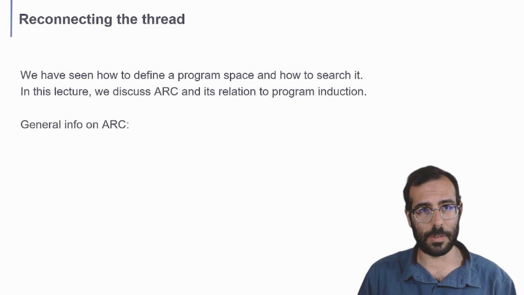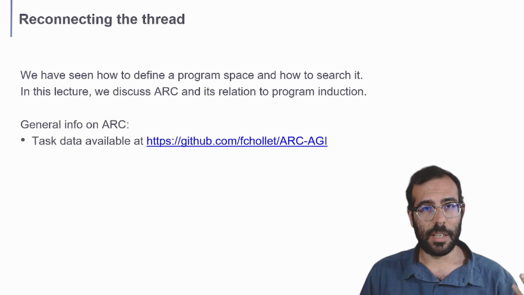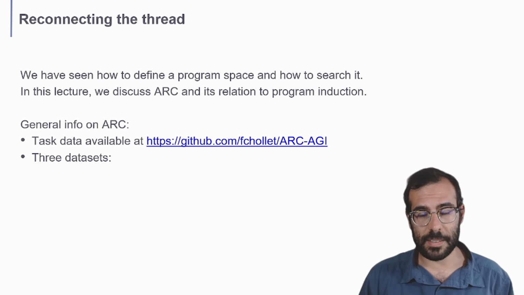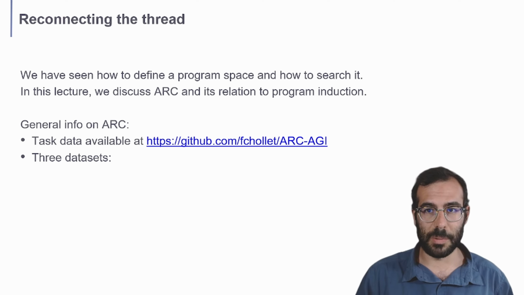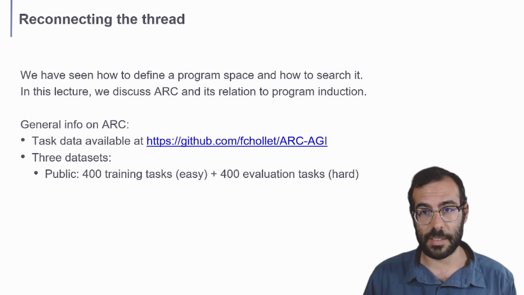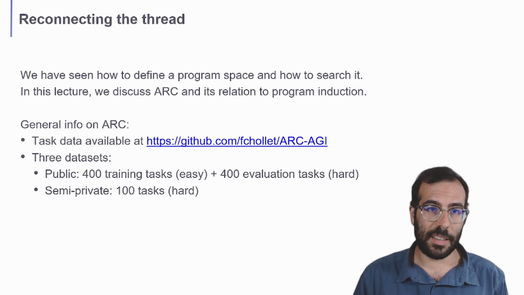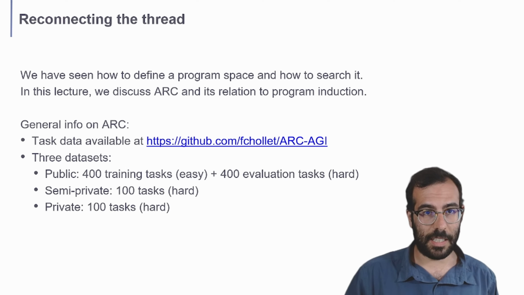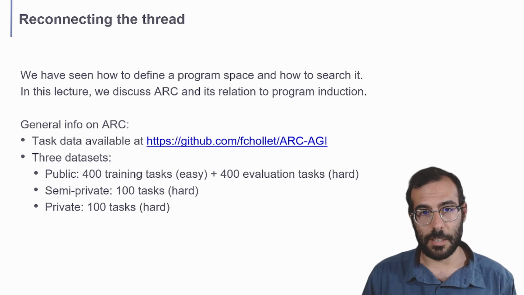Some general information on the ARC-AGI challenge. The task data is public. It's available at this repo. There are three data sets, which you must keep distinguished in your mind. There's the public data set, which consists of 400 training tasks, which are kind of easy, and then 400 evaluation tasks, which are more difficult. And then there's the semi-private data set, which consists of 100 difficult tasks, and then a private data set, which consists of 100 difficult tasks.